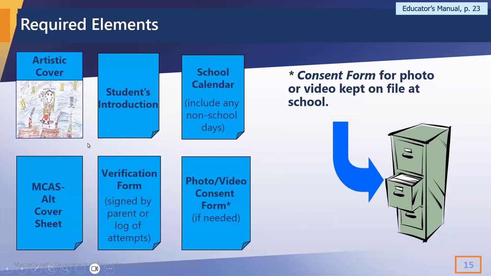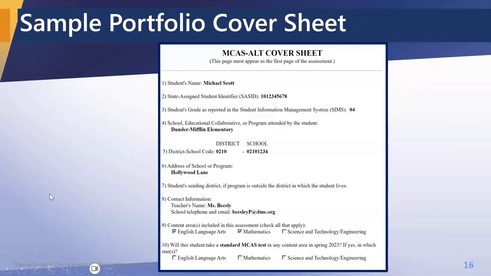Then we have the MCAS-Alt cover sheet. And Kevin's going to click on that and show you. Here is what it looks like. So this one is for Michael Scott. And you can see it has the demographics. It has the SACID, which is very important that you use the correct numbers for their SACID. That's what we're looking for. And then the student's grade. Again, we'll talk about how important that is. And all of this information here. Okay, you'll fill that out.